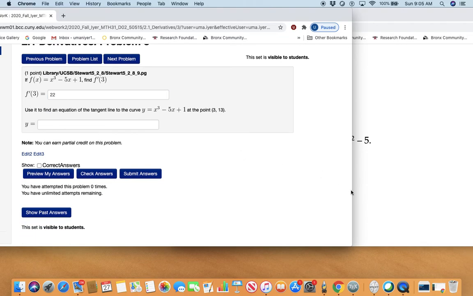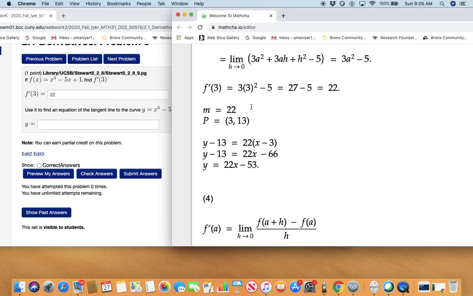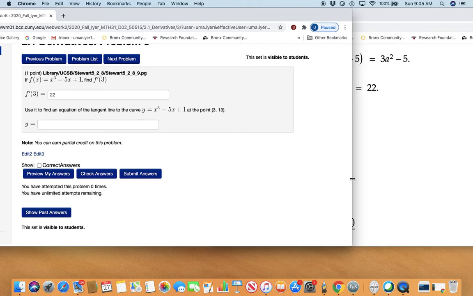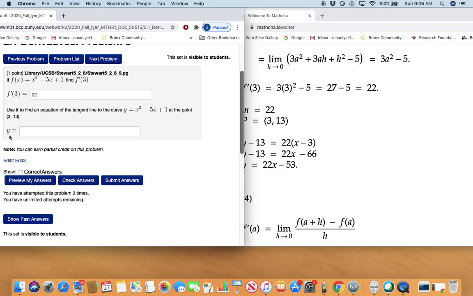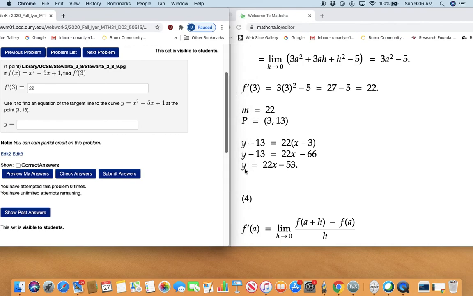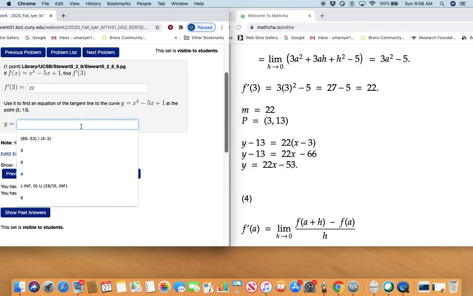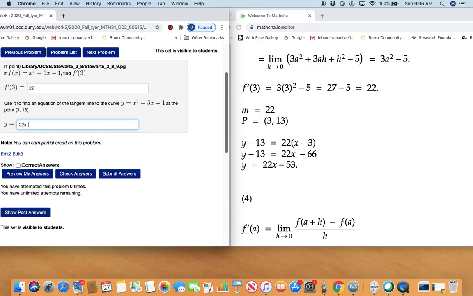Now use that to find the equation of the tangent line. You have a point, you have the slope. y minus the y coordinate is slope times x minus the x coordinate. Simplify. y minus 13 is 22x minus 66. Move the negative 13 to the other side. It becomes positive 13. This is the equation of the tangent line in slope-intercept form, and that's what they are asking for. So y equals this is what I'm going to put in: 22x minus 53.